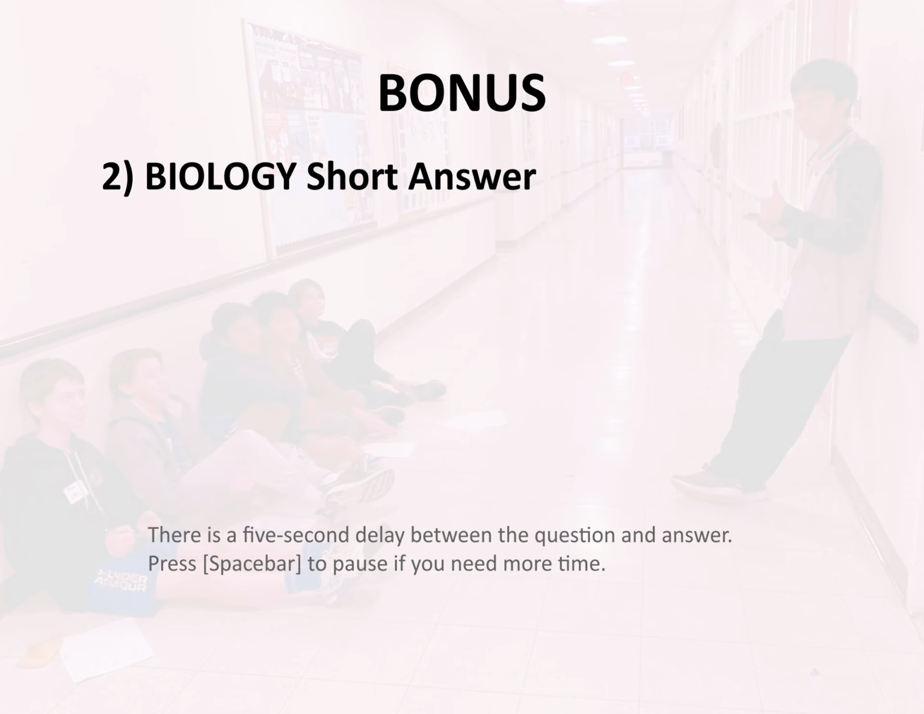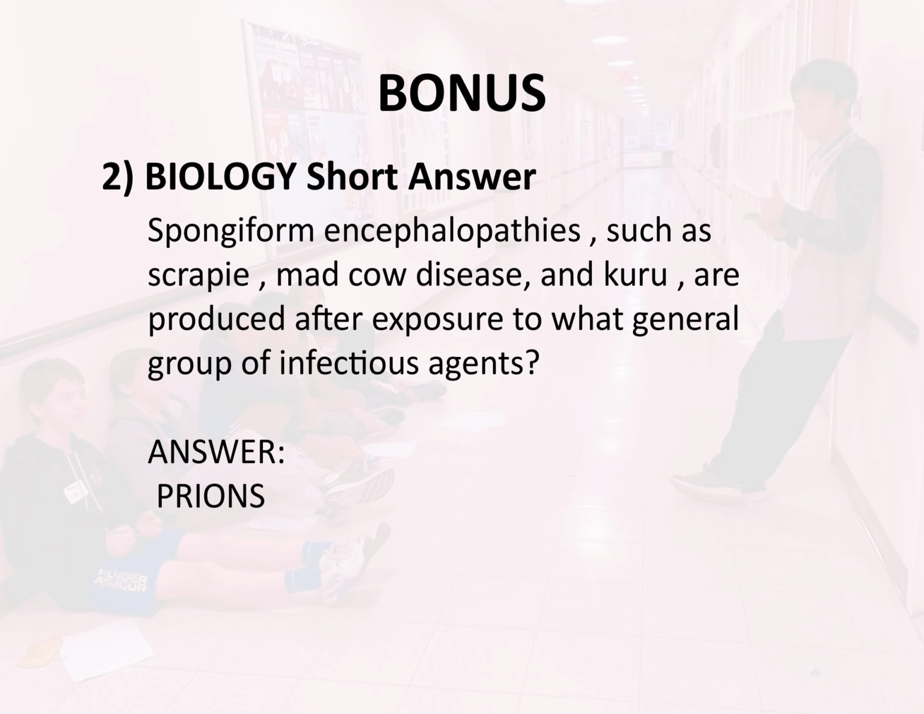Bonus 2. Biology. Short answer. Spongiform encephalopathies, such as scrapie, mad cow disease, and kuru, are produced after exposure to what general group of infectious agents? Answer. Prion.